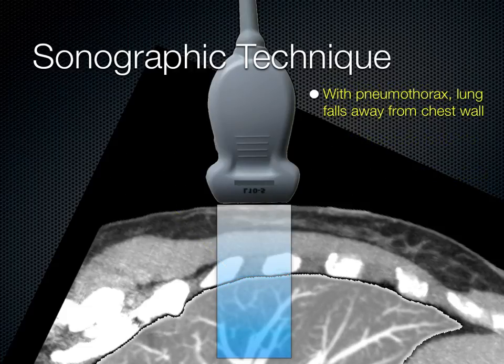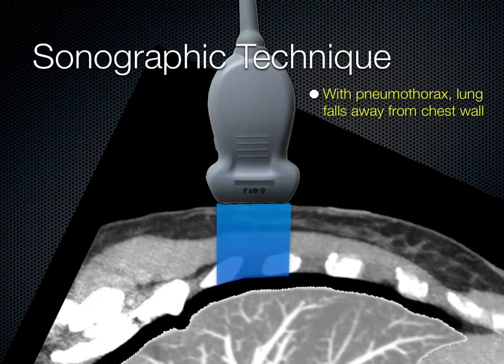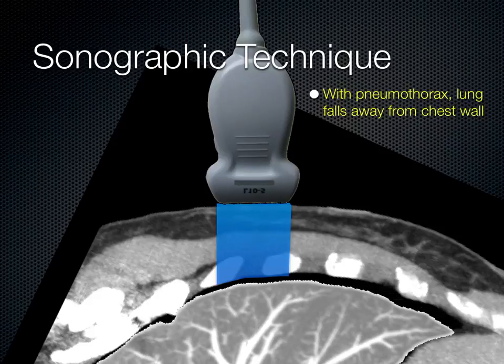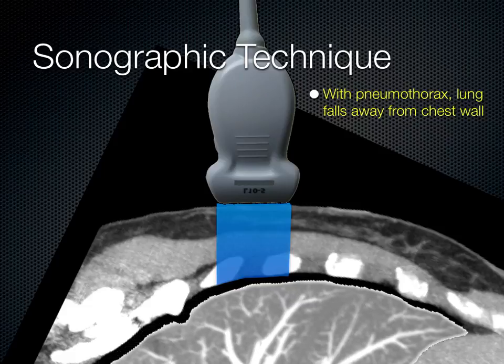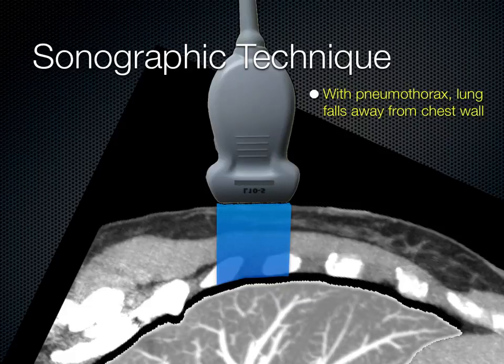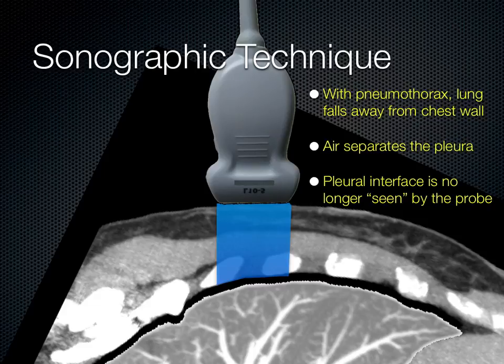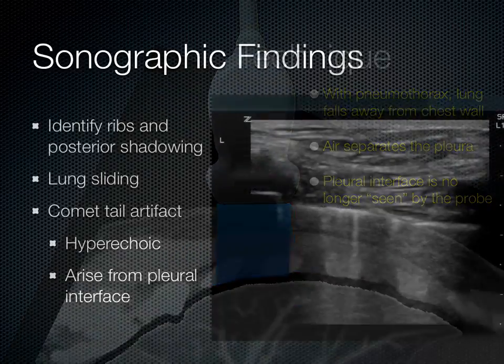However, when there's a pneumothorax, the lung will fall away from the chest wall, and you can see that the ultrasound beam basically gets cut off right at that interface because it encounters air. And the visceral and the parietal pleura are no longer touching, so you will no longer be able to see that motion at that pleural line.